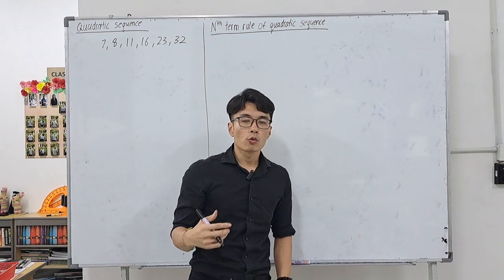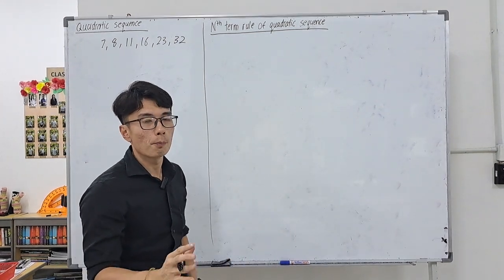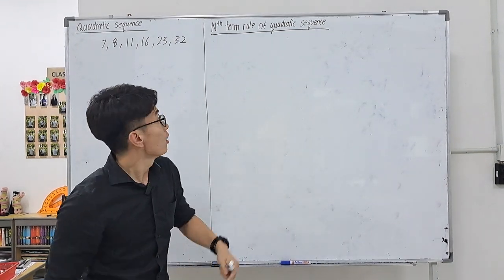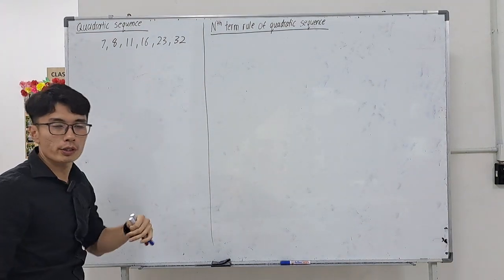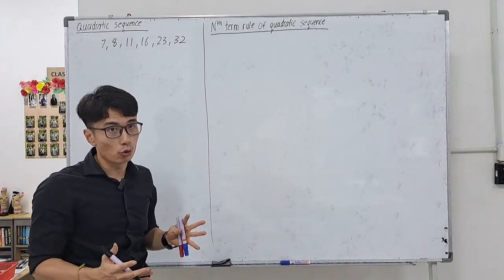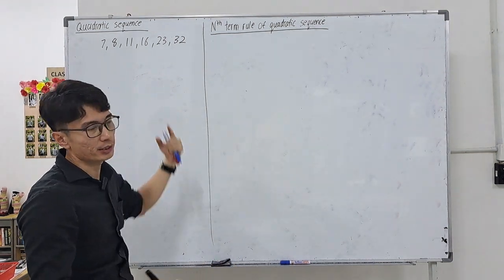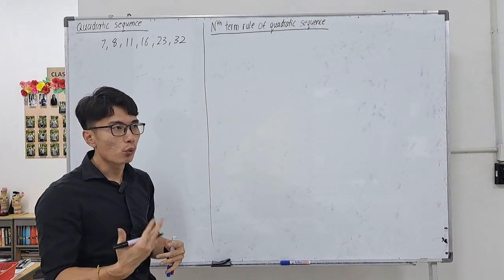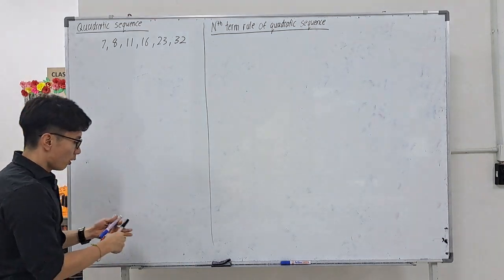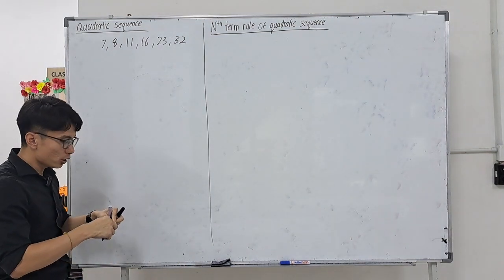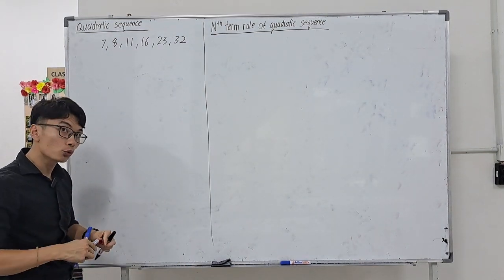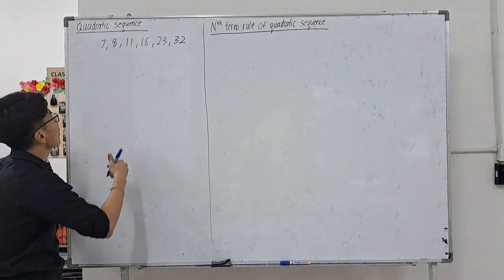Okay, so for our class today, we will talk about quadratic sequence. So I have a sequence over here, and how do I know what sequence this is? And how do I know that this is a quadratic sequence? Now we have to work something out over here. To know what sequence this is, you have to work out the term-to-term rule first, okay?